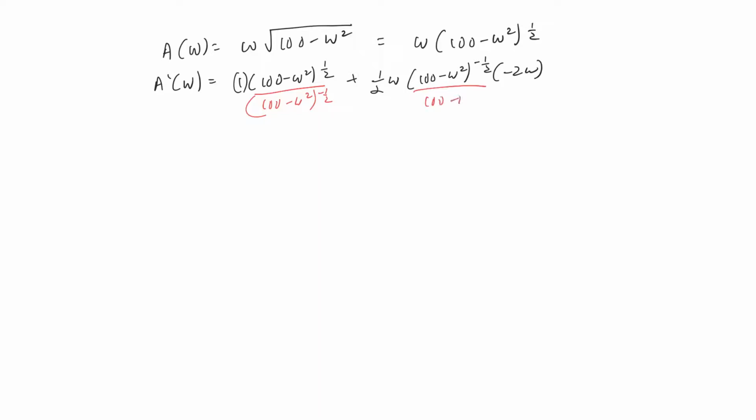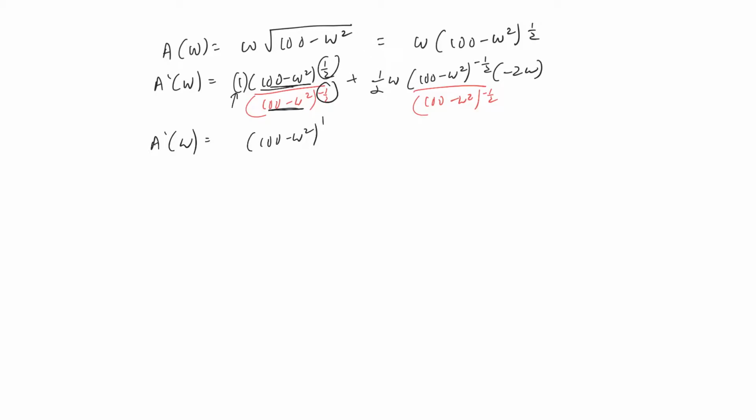Divide each piece, or each section, by half. In other words, I am going to get the following. Notice here that the bases are the same. So it's still 100 minus w squared, but all we have to do is subtract the exponents when you divide the same bases. 1/2 minus negative 1/2 becomes positive 1. This one here, I'm not going to put that down.